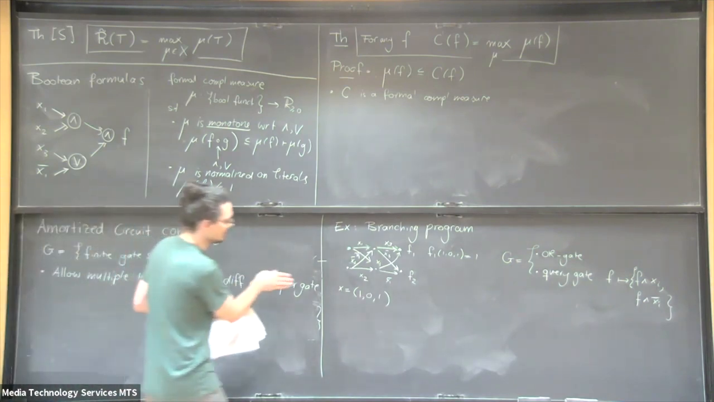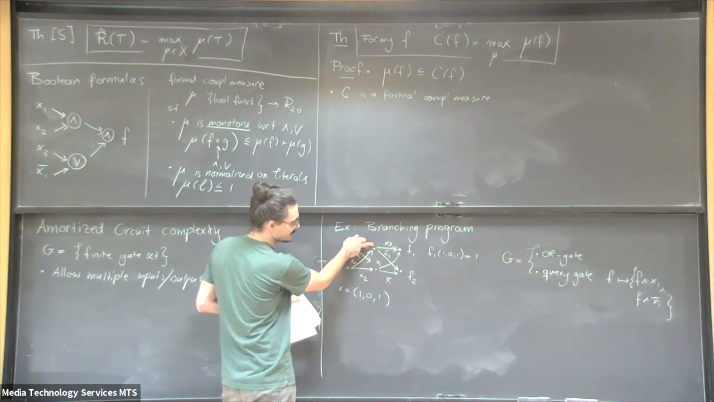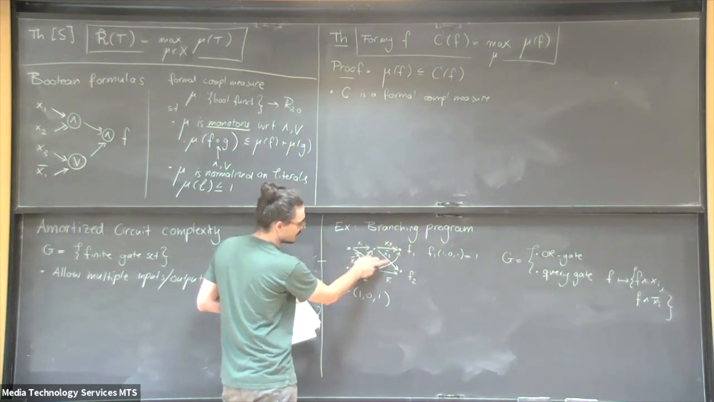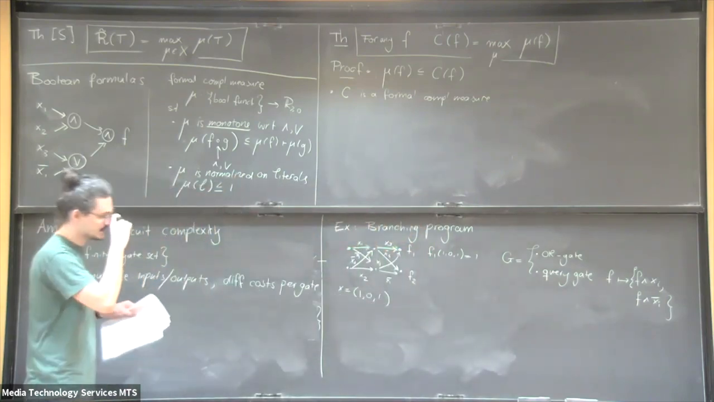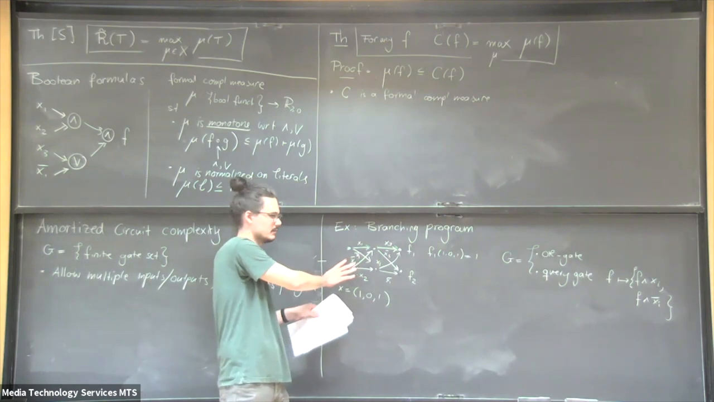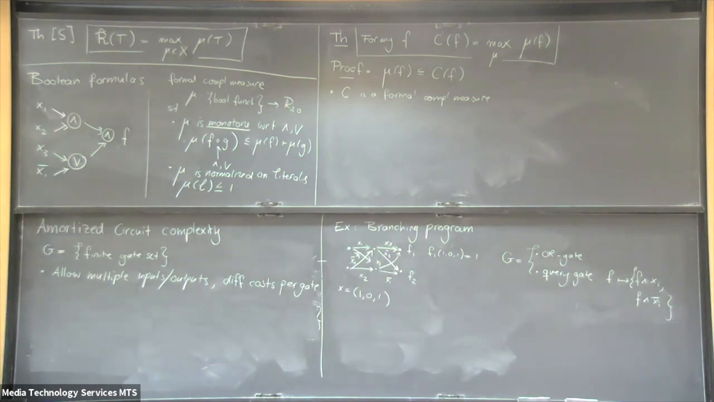And so you have computed f at a certain node, and then you do a branching which corresponds to computing f and x3, for example, and f and x3 bar. That's what the query gate does. So that's just a different way of thinking about this branching program. Maybe not the way you normally think of it, but it's a way of doing it. And so that's an example of this kind of finite gate set, besides the formulas.